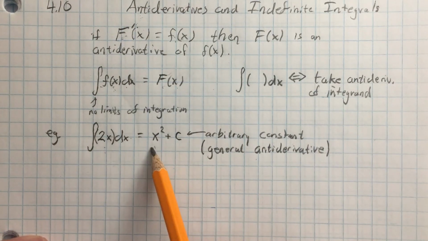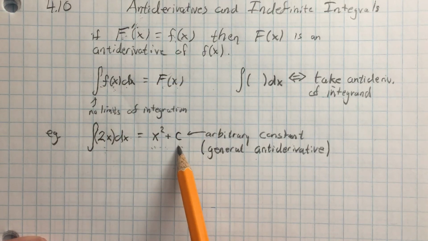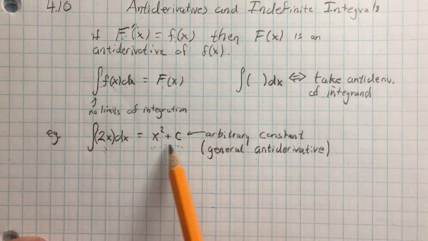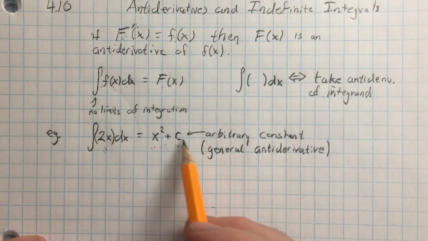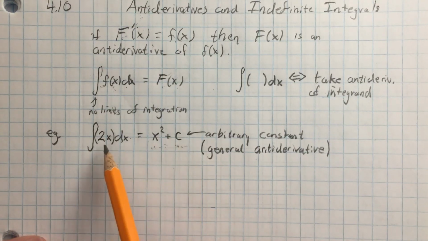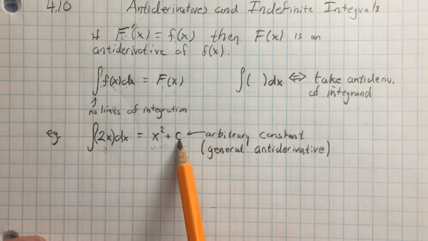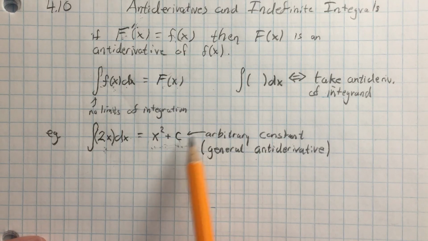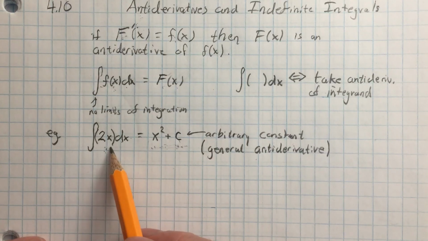Because the derivative of x squared plus 1 is 2x. The derivative of x squared plus 2 is 2x. The derivative of x squared plus pi is 2x. The derivative of x squared plus e is 2x. Right? It doesn't matter what value c would take on, the derivative of the right-hand side would be the integrand. Therefore, these are all possible answers. Right? Just leave c arbitrary, don't pick a particular value. And this will be the general solution to this type of scenario.